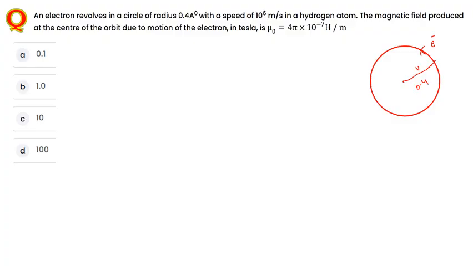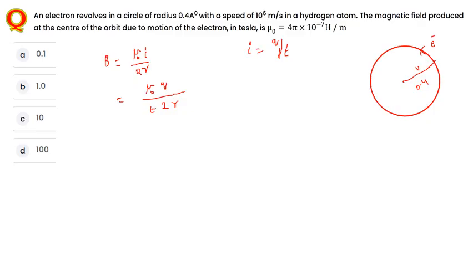Now what they are asking here is the magnetic field produced at the center, or magnetic induction. B is equal to mu naught I divided by 2R. For a number of coils you can mention N, but here only R is mentioned. They haven't given the current, so current I is equal to charge over time, Q divided by T, and the formula becomes mu naught Q divided by T into 2R.